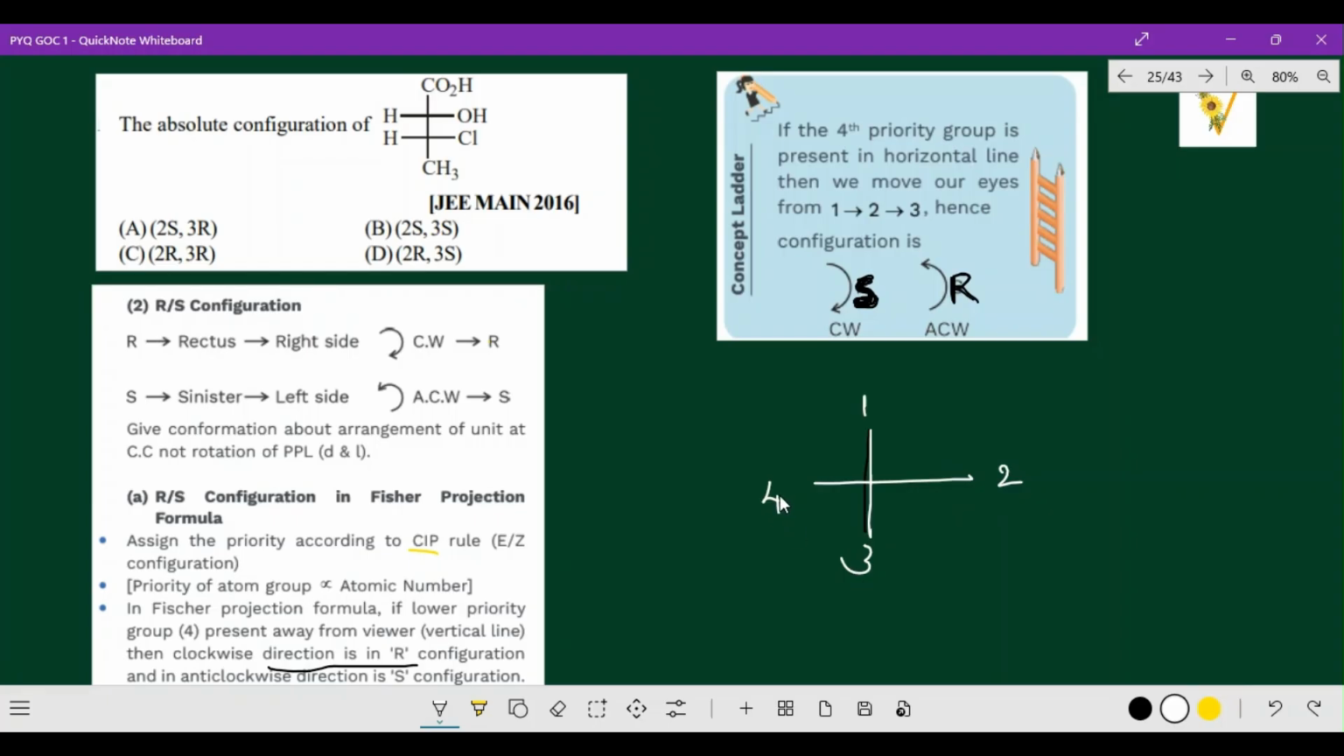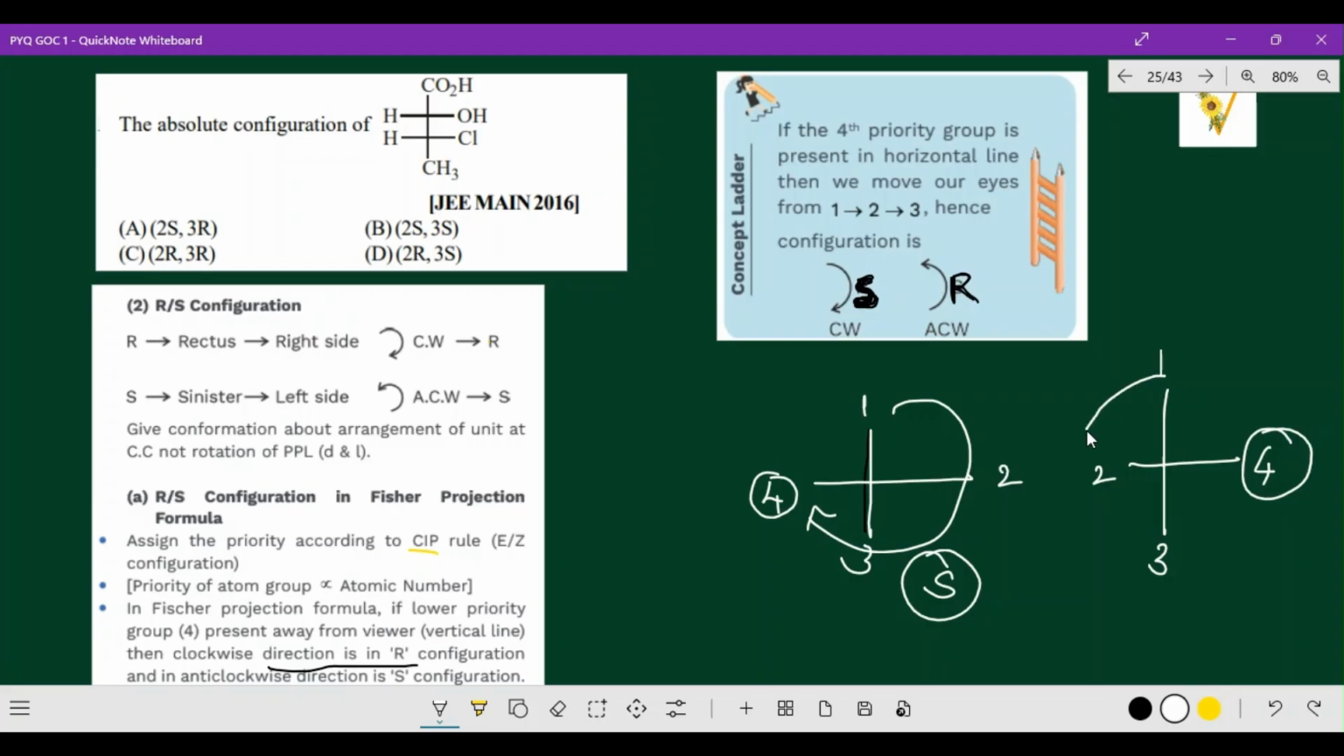Suppose the lower atomic number atom group is present here in the fourth priority. Clockwise means we move our eyes from 1 to 2 and 2 to 3. So the configuration, clockwise, is S configuration. In the same way here, one more thing I want to draw: 1, 2, 3 and 4. Here it is anti-clockwise.